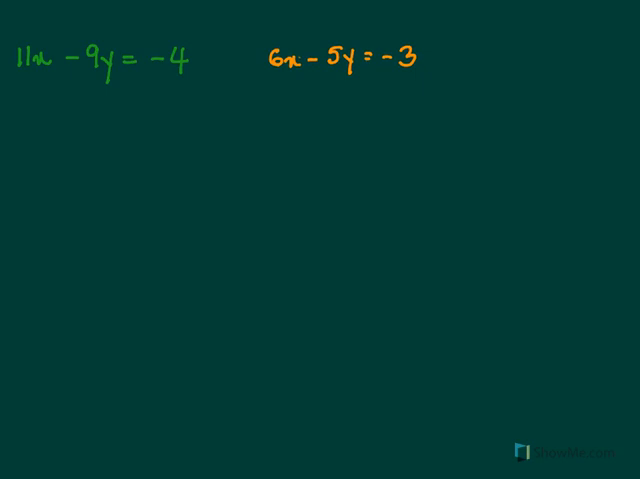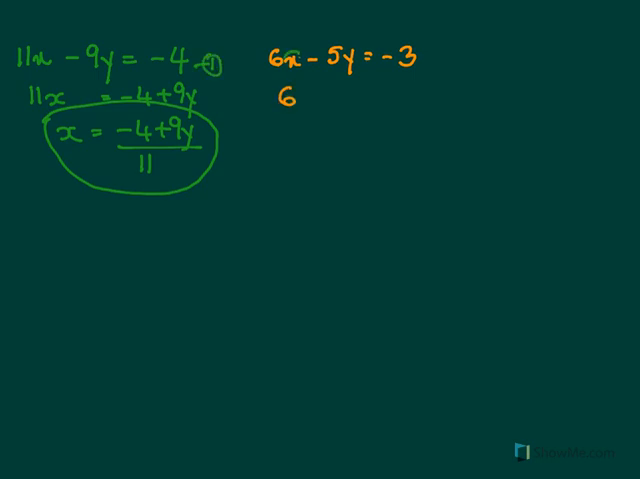Now we'll take up these equations and substitute one into the other. So these are my two equations. From the first one we will find the value of x. This is the substitution method we are doing. So x equals (minus 4 plus 9y) over 11. Now this value of x from equation 1, we will substitute into equation 2. So for x here, I'm going to put this value, minus 4 plus 9y over 11, and then I proceed minus 5y equal to minus 3.